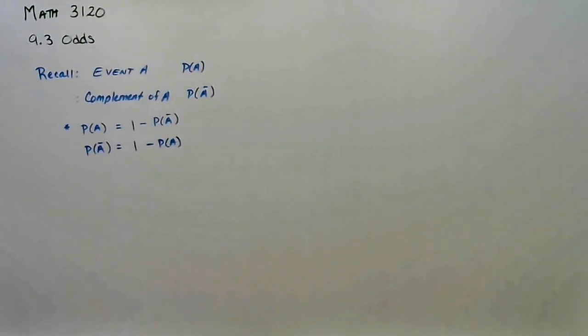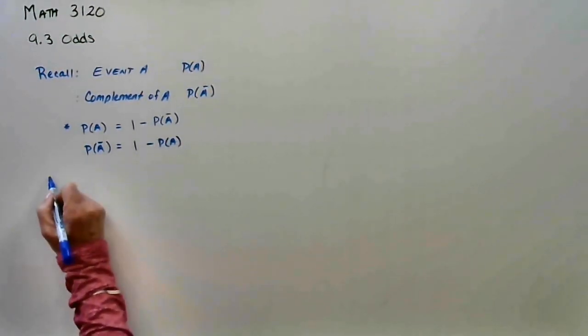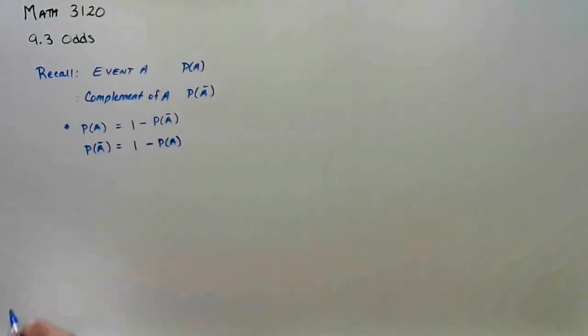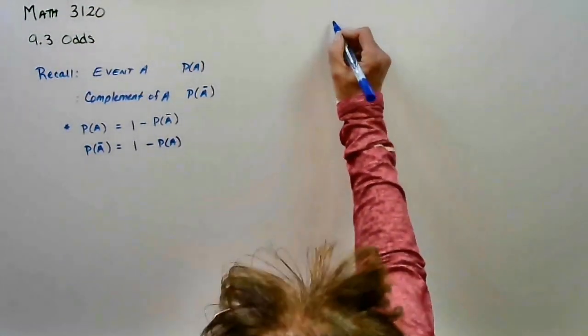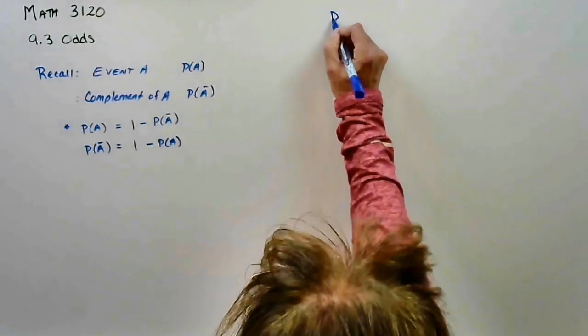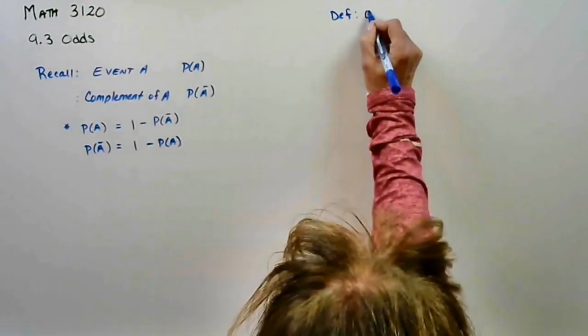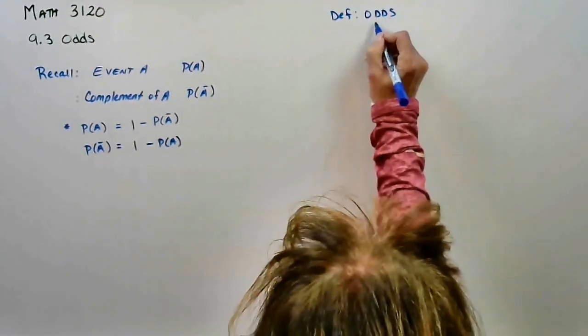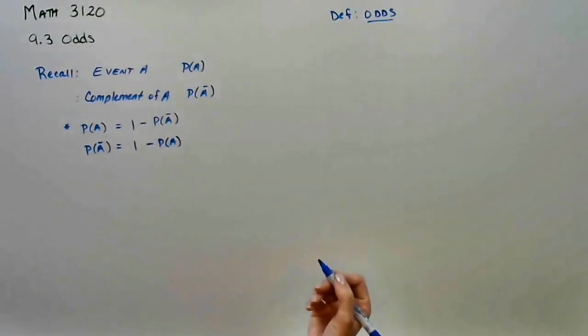So the definition of odds, I'm going to first give it to you by formula, and then we're going to put it into words. I'll do it over here, and then I'll go back and we'll put some examples in. So the definition of odds, what we mean by odds: we either have odds in favor or we have odds against.